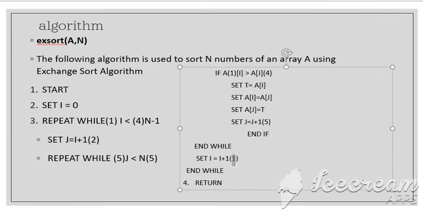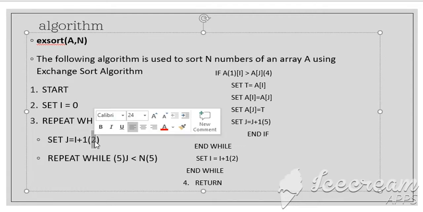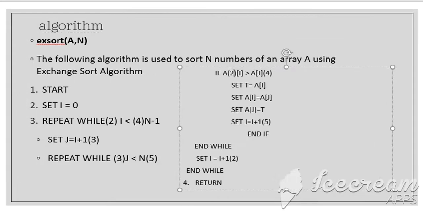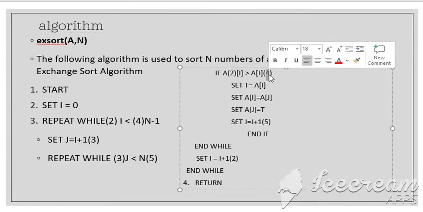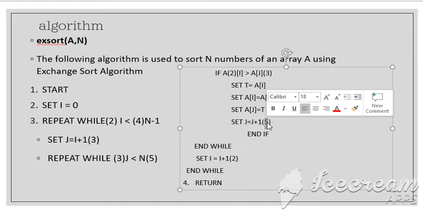So i gets incremented to 2. The condition is evaluated as 2 less than 4. The condition is true. j equal to i plus 1, that is j equal to 3. 3 less than 5, again the condition is true. Now the value of i is 2, and the element at 2 is compared with the element at 3. Whether swapping will be done or not will depend on the condition. And then j gets incremented to 4.